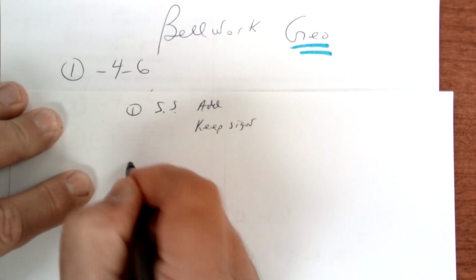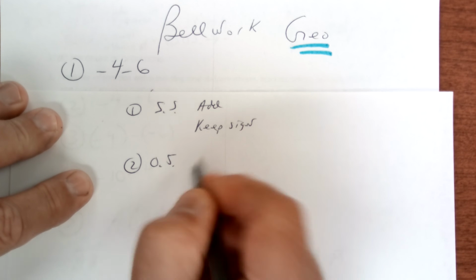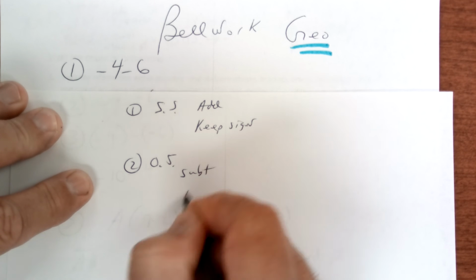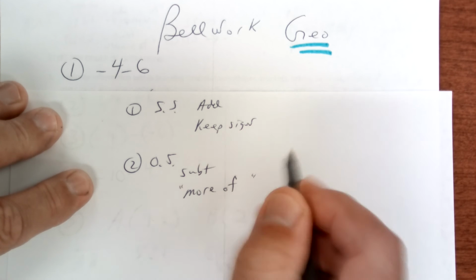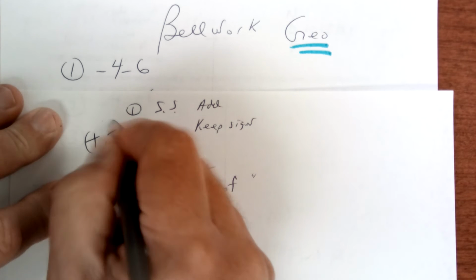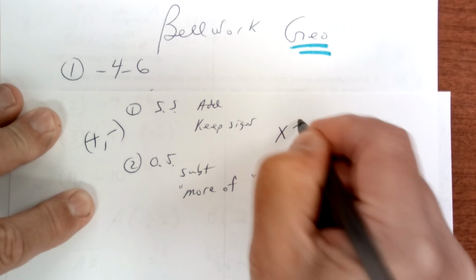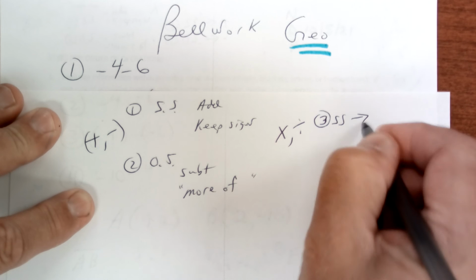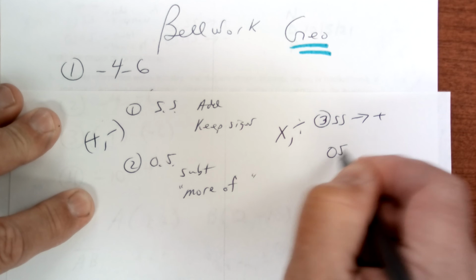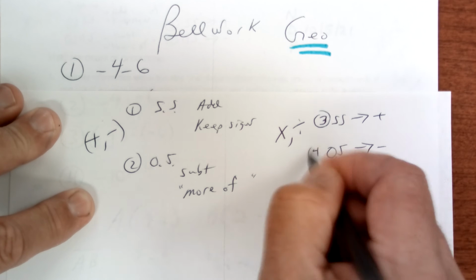Number two, opposite signs, you subtract. Keep the sign that you have more of, and that's when you add or subtract. When you multiply or divide, rule number three is same signs will be a positive and opposite signs will be a negative. That's when you multiply or divide.